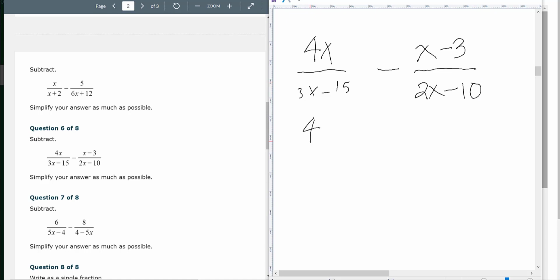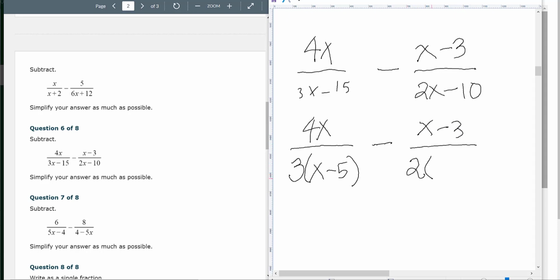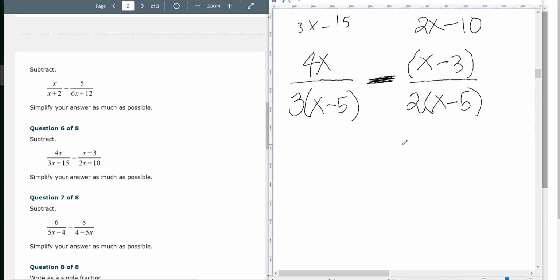Again, I notice that my denominators will factor. The first one has a common factor of 3, 3 times x minus 5. Subtract x minus 3, and the denominator has a common factor of 2, 2 times x minus 5. Now because this is a binomial, I'm going to go ahead and put parentheses around it that will remind me that this minus is going to get applied to everything. But I also need to look at what they have in common and what they don't.